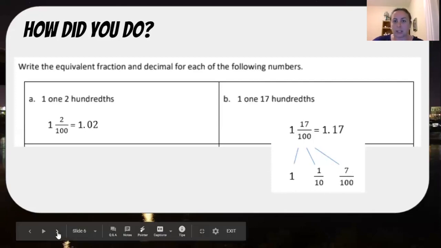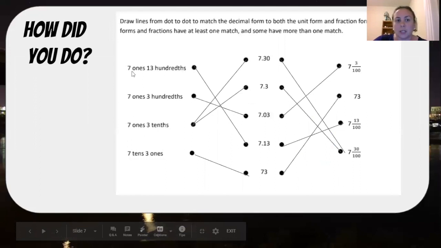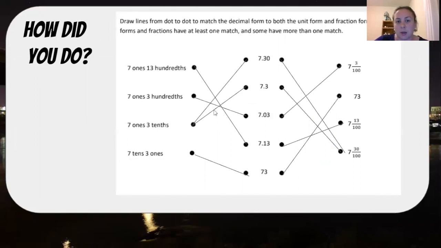All right, and our last problem, we were matching. So 7 ones 13 hundredths matched with 7 and 13 hundredths. 7 ones 3 hundredths matched with 7 and 3 hundredths, with a 0 in the tenths place. 7 ones 3/10 was the tricky one. It had two answers. So 7 and 3/10, which was 7.3, but also 7 and 30 hundredths was the same as 7 and 3/10. And then the last one, 7 tens 3 ones, is the same as 73.